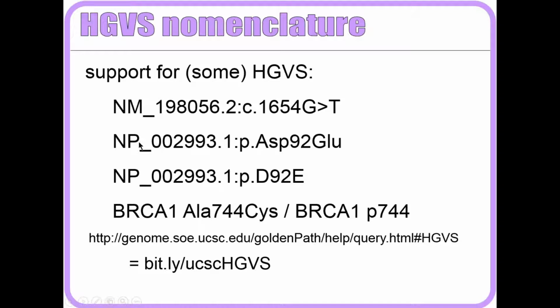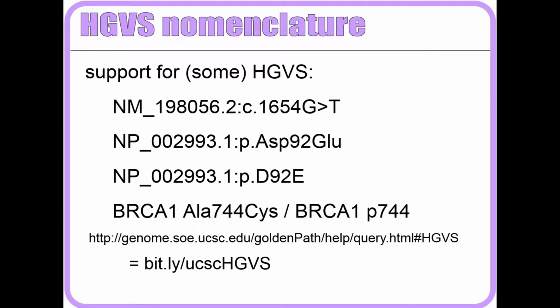You can also use a protein identifier, and the p-dot nomenclature, in either the 3-letter or the 1-letter nomenclature, will take you directly to that particular amino acid on this particular isoform. Often a gene has multiple isoforms, and a particular amino acid 92 may be a different amino acid in the different isoforms. But if you use the NP underscore nomenclature, then you're taken directly to a specific one and there's no ambiguity.